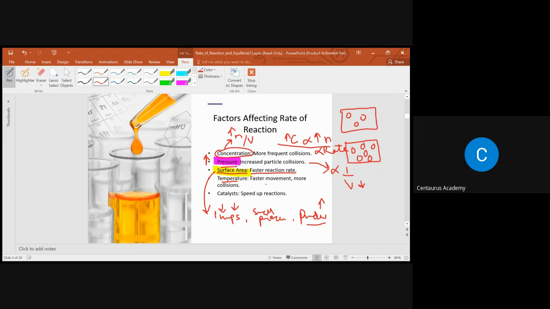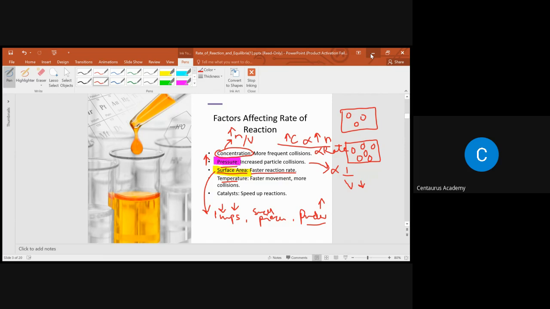Temperature. How do we link temperature with the rate of reaction? What is temperature going to do? Yes, Zoya. Temperature causes the particles to gain more kinetic energy, so they start moving faster and colliding more. Because of these more collisions, they will react. Yes, the rate of reaction is going to increase.